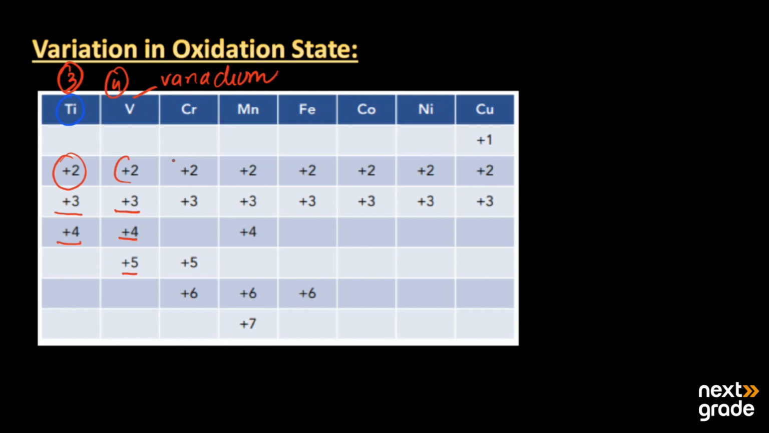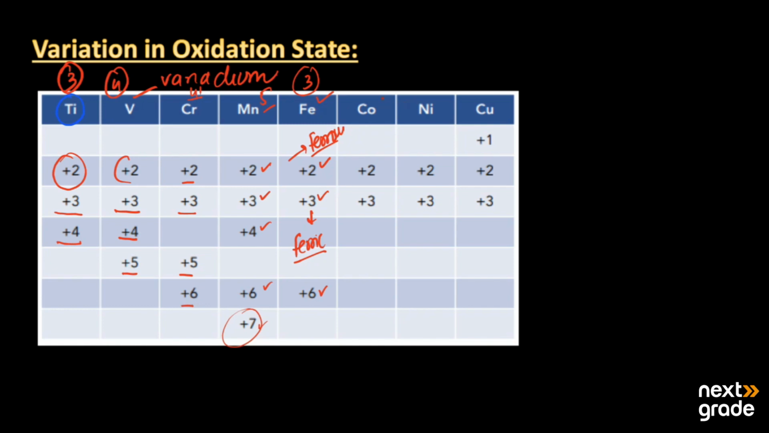Then we have chromium. Chromium can exist in positive 2, positive 3, positive 5 and positive 6. So it again has 4 oxidation states. Likewise, manganese can have 5 oxidation states: positive 2, 3, 5, 6 and up to 7. On the other hand, iron, which is also a transition element, can exist in 3 oxidation states: plus 2, plus 3, as well as plus 6. When it makes compounds like ferrous, it shows plus 2 oxidation state, but when it makes compounds like ferric, it shows the positive 3 oxidation state.